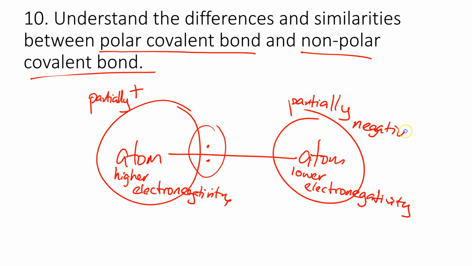So when you have partially charged atoms, we call it polar. Polar is basically having opposite charges. If you have equal sharing of electrons, right in the middle, it is a non-polar covalent bond. So equal sharing. And a polar covalent bond is unequal sharing.